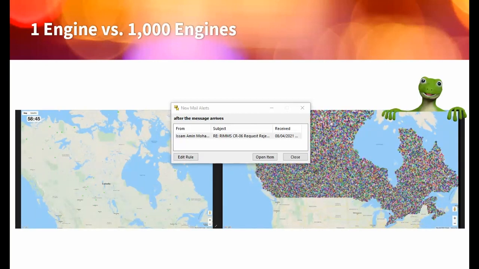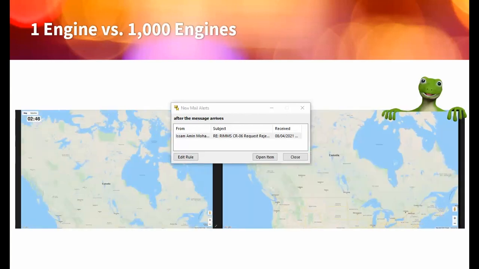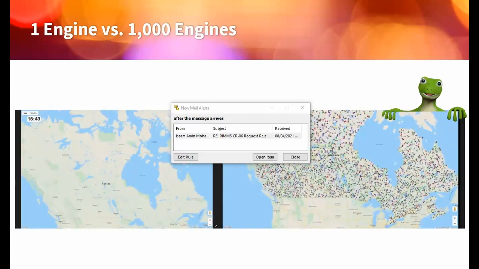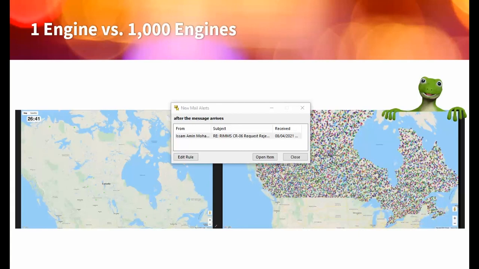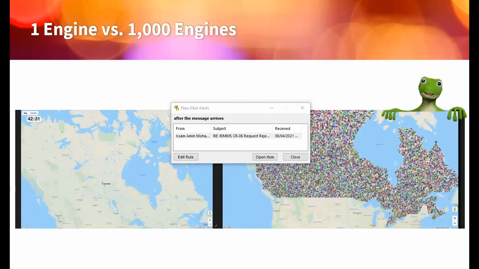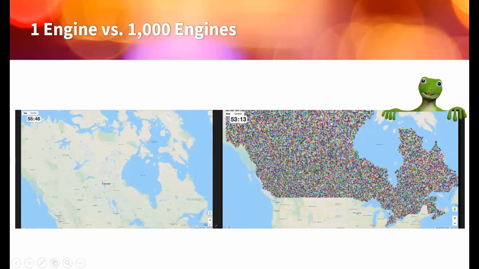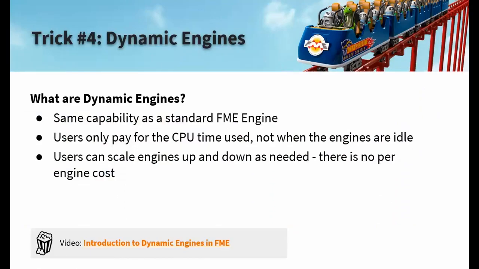So now many of you will have questions: how can I get all these engines? Should I purchase so many engines from Safe to get all these things up and running, or can something else help us out? That's where we have the dynamic engines, which have been introduced very recently by Safe, and they have very similar capability to the standard FME engine. So there is no difference between them.